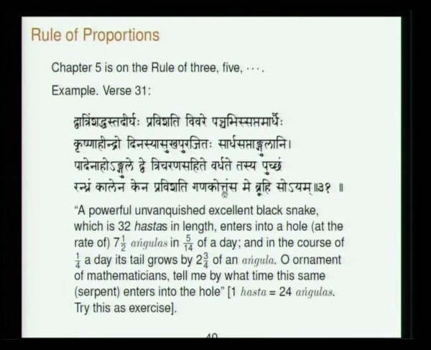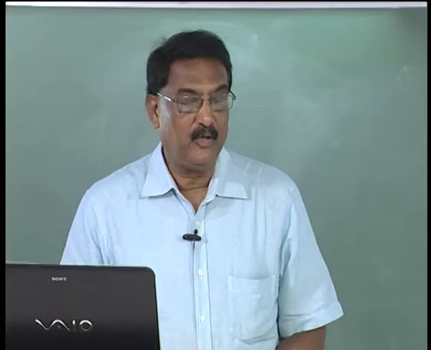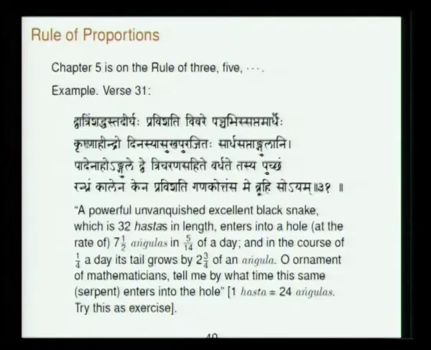So, chapter 5 is on the rule of 3, 5, etcetera. Again, I will not go into detail, but just mention an interesting problem. Dva trimshad dasta dirga pravishati vivare panchabhis saptamardaihi krishna hindro dinasya sukha parijitaha sardha saptangulani pade nahongule dve ticharana sahite vardate tasya puchham randram kalena kena pravishati ganagotamam me bruhi soyam. A powerful, unvanquished, excellent black snake, which is 32 hastas in length, enters into a hole at the rate of 7.5 angulas in 5/14 of a day.